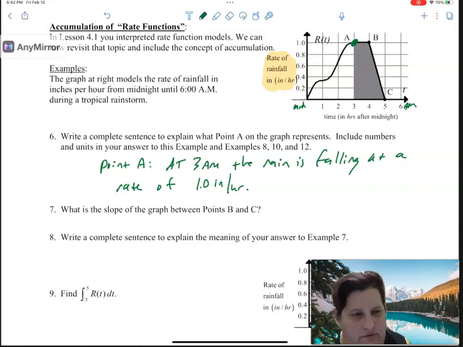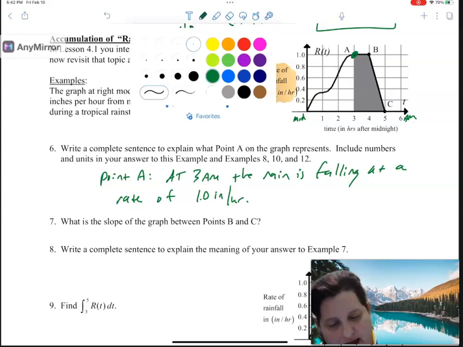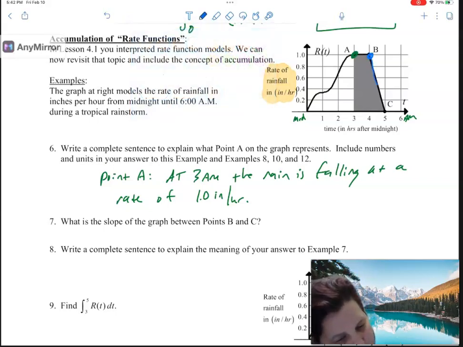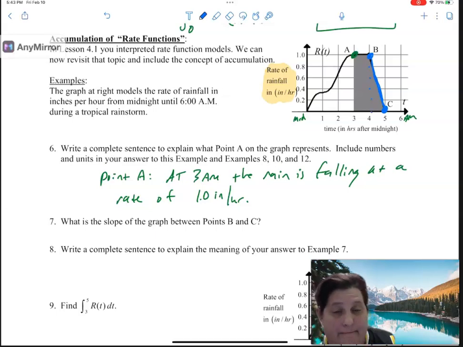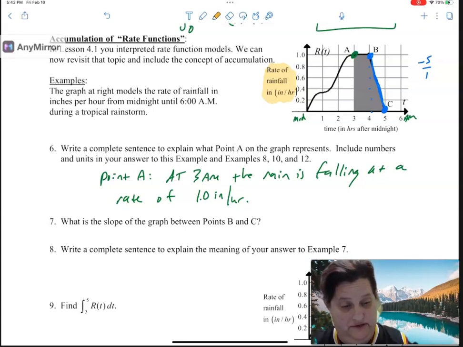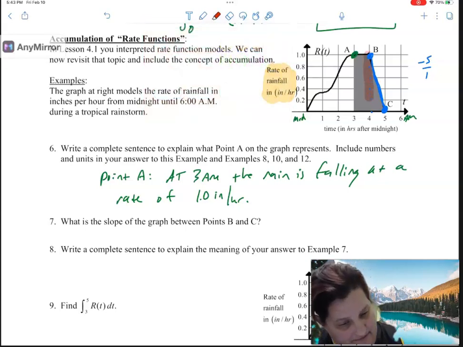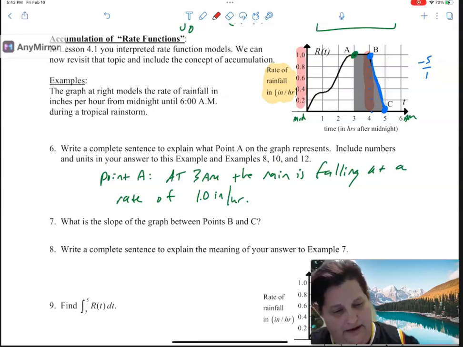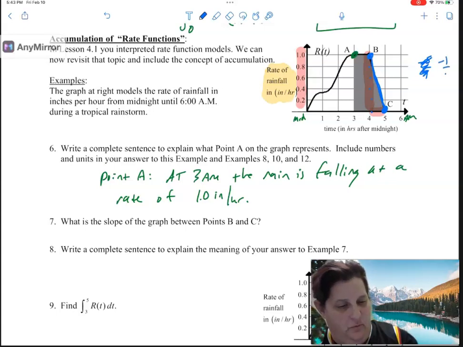And it just says to make sure that we include numbers or units in there, so we did. Okay? What is the slope of the graph between B and C? The slope. Okay? Well, this goes down 5 over 1. Now, my tendency is to just be like, oh, down 5 over 1. Okay? Be careful of the way that they're labeling your graph, because that's what I was just about to do. Down 5 is really down 1 inch over 1 hour. So it's actually not down 5 over 1, it's down 1 over 1.